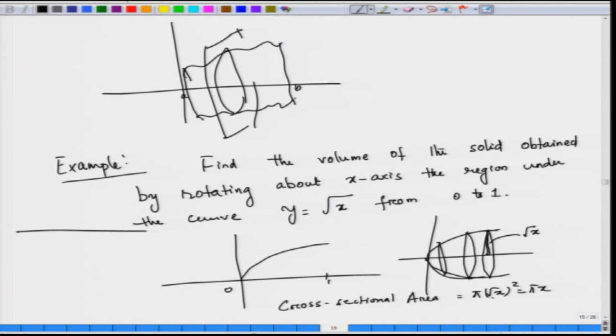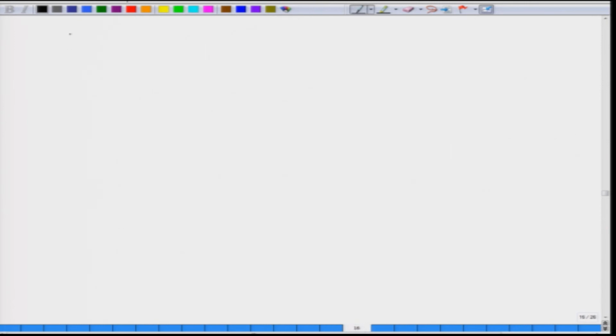So, let us go to the volume. It is 0 to 1, that is what you want to get, and then this is pi x dx, which is equal to pi times x square by 2, which is equal to 1 by 2, pi by 2.